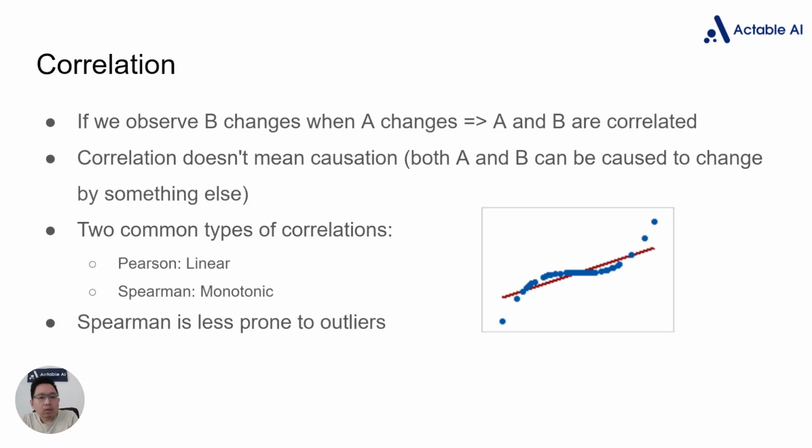Next I'm going to talk about correlation and why we want to learn about it. Basically, we say that A and B are correlated when we observe B changes when A changes, right? So that is correlation. Perhaps something everyone knows is that correlation doesn't mean causation. The reason is that both A and B can be caused to change by something else, right? So never conclude that correlation is causation.